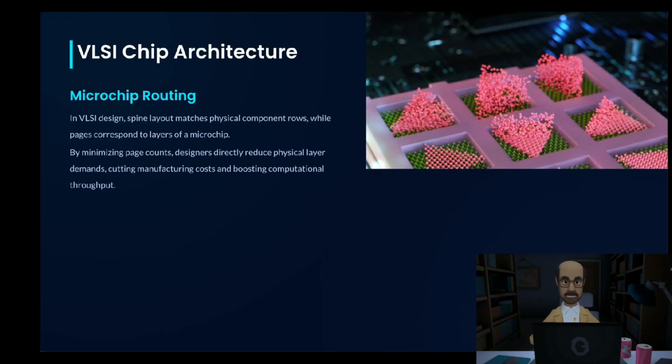As you can see in the microchip rendering on the right, keeping network routing structured and multi-layered without overlaps is exactly what allows modern hardware to be so compact yet incredibly powerful. Let's transition to our next section to see where else this mathematical concept is applied.